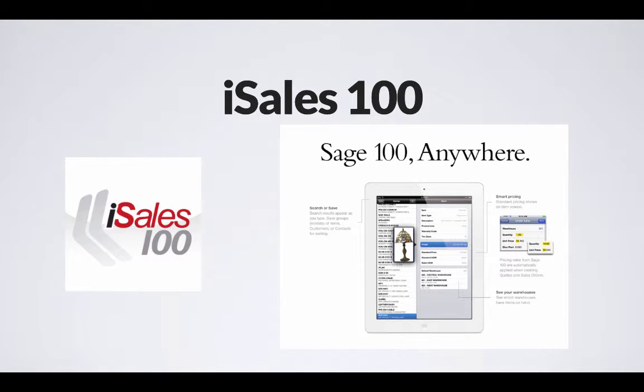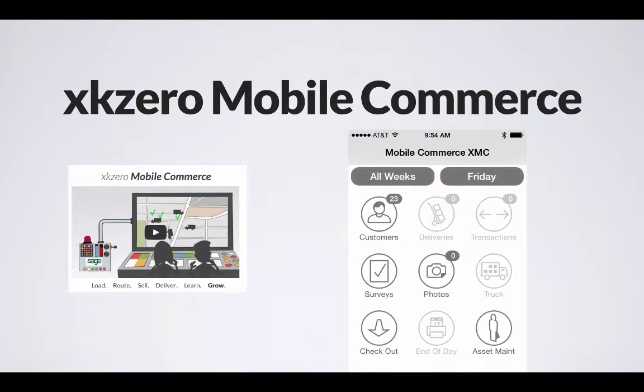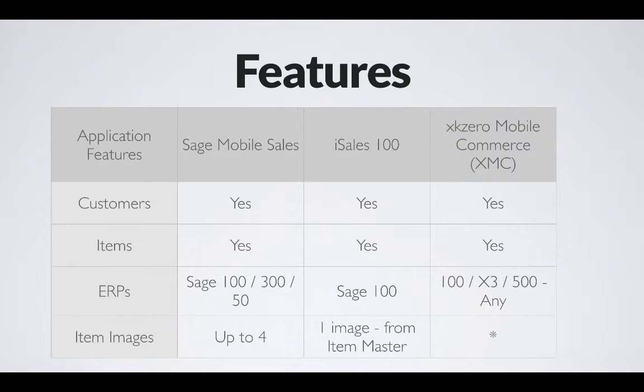iSales 100 is a mobile sales and B2B selling solution that is specifically for Sage 100. And then xkzero Mobile Commerce does sales automation, but also route selling and direct store delivery. So we'll talk a little bit more about that when we get into the great fit type of scenarios. So let's look at some of the feature comparison.